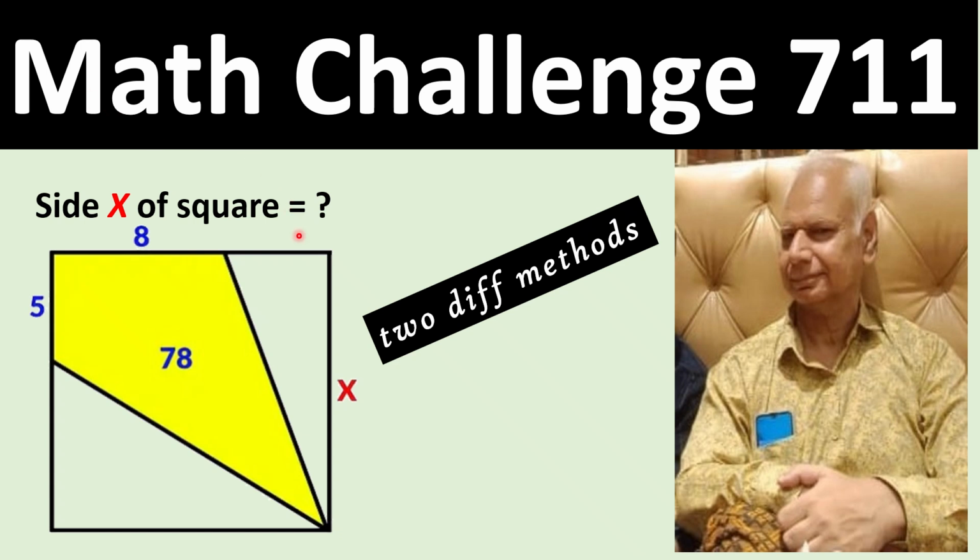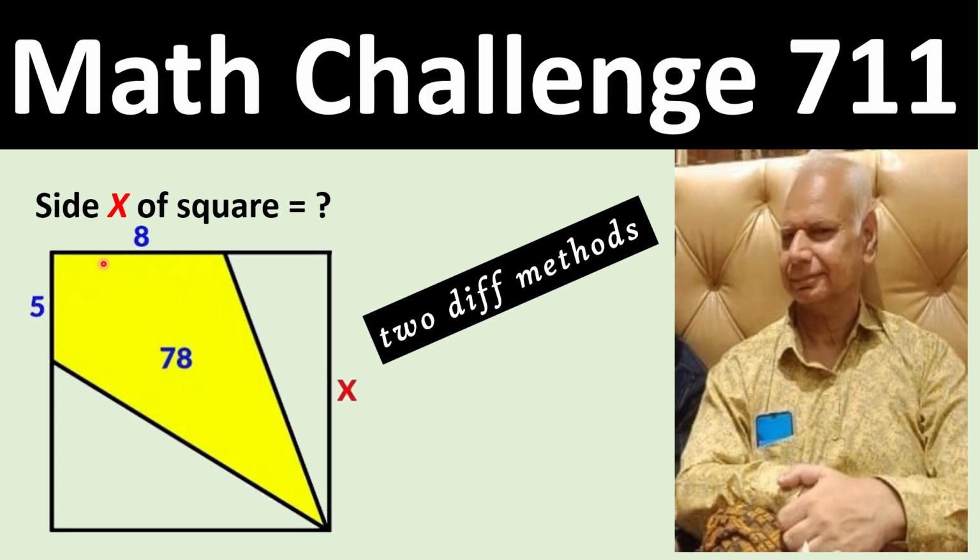In Math Challenge 711, we have a square and each side of the square is x units, and we have to find the value of x. We have to find the length of each side of the square. Inside we have a shaded area of 78 square units and part of the sides of the square marked 5 units and 8 units.